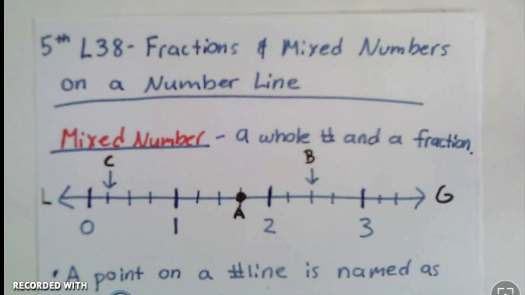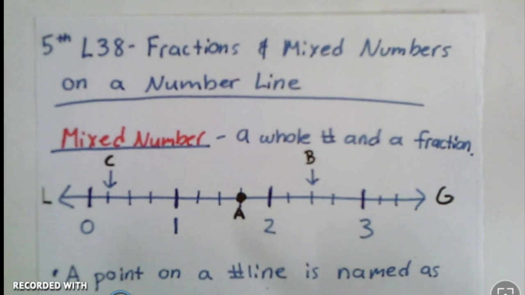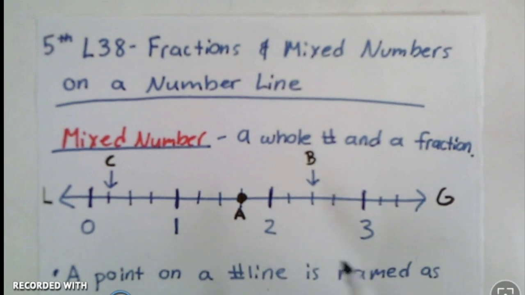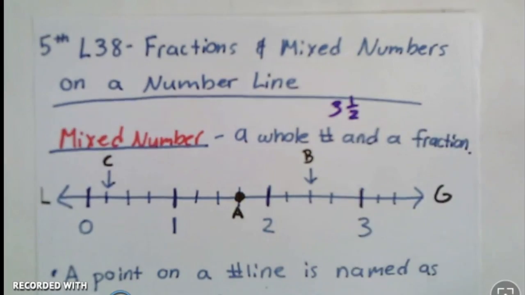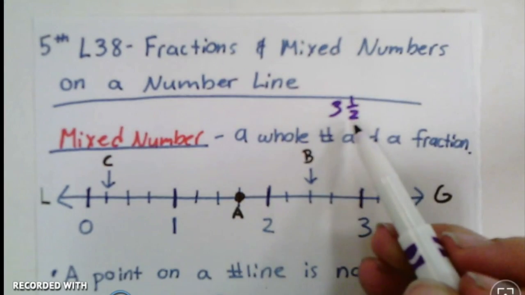Here with lesson 38 on fractions and mixed numbers on a number line. So, a mixed number is a whole number and a fraction together. An example would be like 3 and 1/2. 3 is the whole number, 1/2 is the fraction added to it.